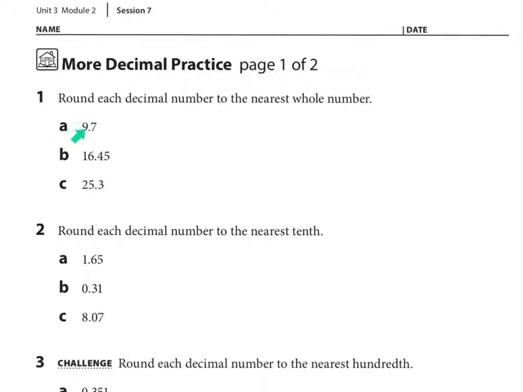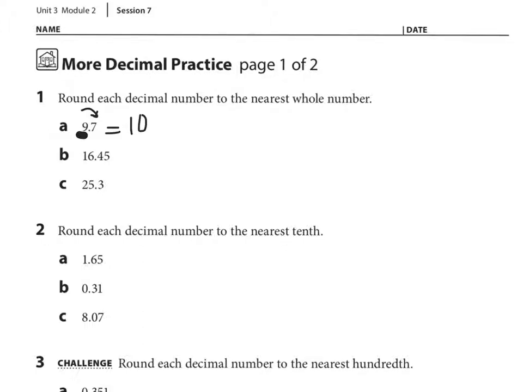So when we look at 1a, we're rounding to the 9. And so we're going to look to the right of what we're rounding to. And we see to the right of what we're rounding to is 7. And so when it's 5 or more, it goes up. And so 9 goes up by 1. And so what's 1 greater than 9? That's right, 10 wholes. So 10 wholes is the answer.